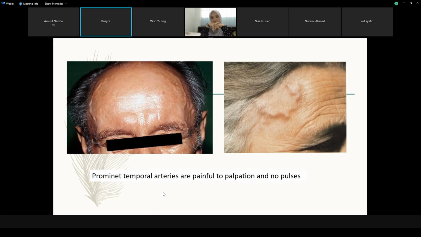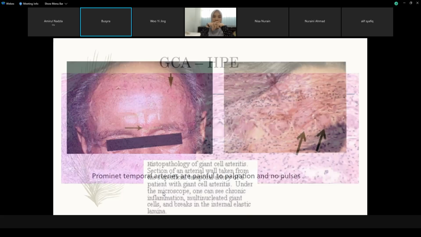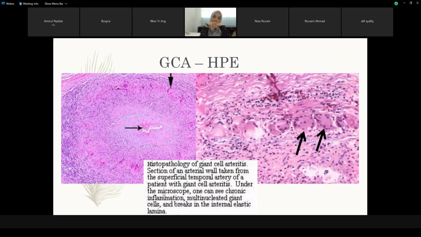Okay, this is a picture of prominent temporal arteries, which are very visible and usually painful when palpated and have no pulse. Next. This is the HPE of GCA, which shows part of the arterial wall. This is taken from the superficial temporal artery. The first picture shows chronic inflammation of the lumen. And then in the second picture, we can see that there are multiple multinucleated giant cells.